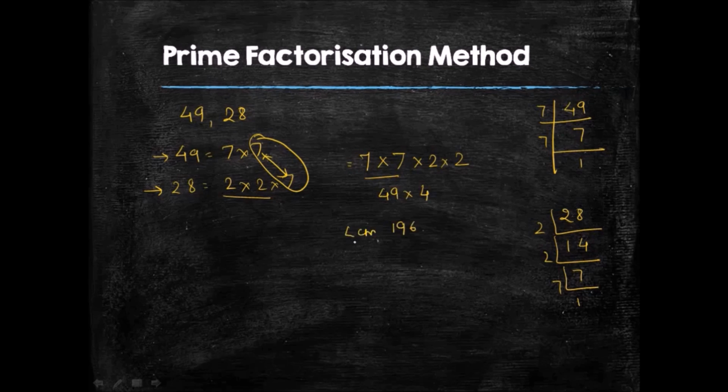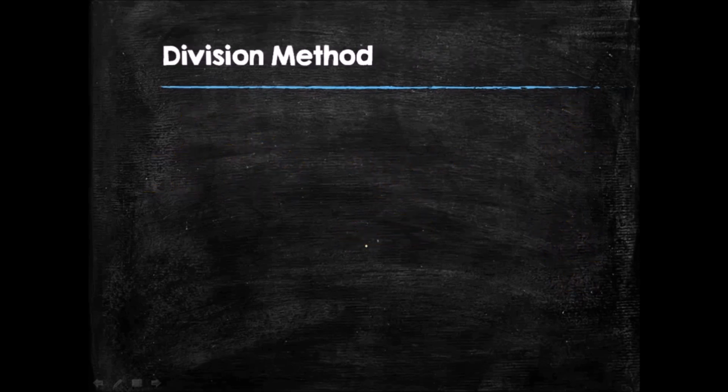So the LCM of 49 and 28 would be LCM. We will know more about LCM in later videos. Now let's look at one more method, and that is the division method. Division method is the fastest method to find out the LCM because we don't need to find out the prime factorization separately. We take all the numbers and find out the LCM.